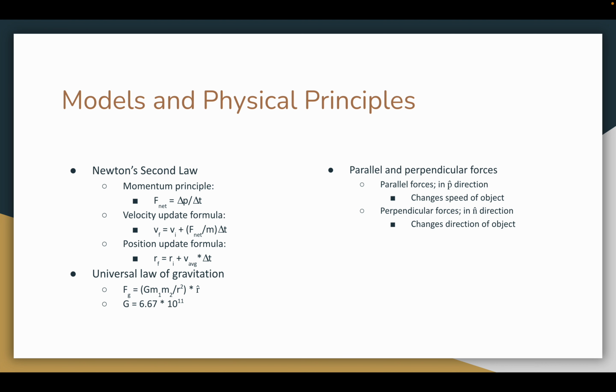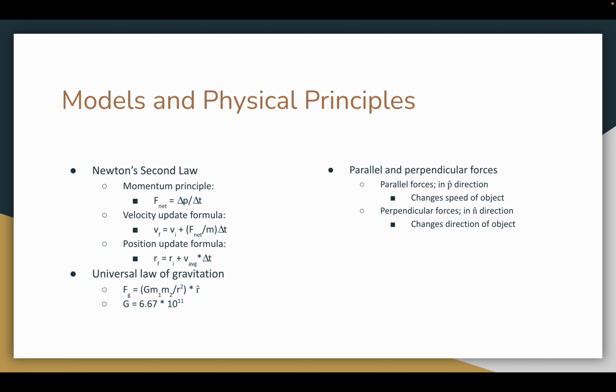Newton's second law. So some models and principles that we'll be using in this lab, 3 things derived from Newton's second law. The momentum principle, which is that F net is equal to the change of momentum over the change in time, or the rate of change of momentum with respect to time. And the velocity update formula and position update formula, as in the other labs we've done.